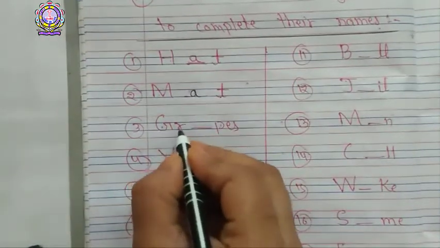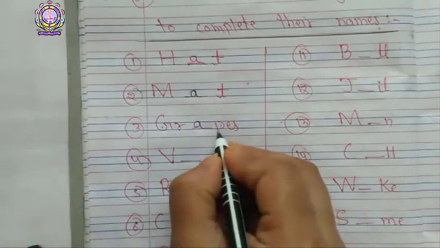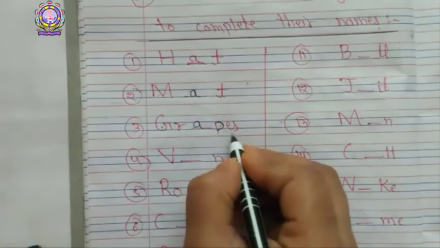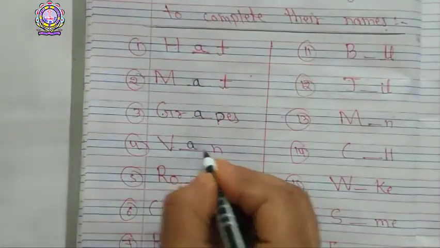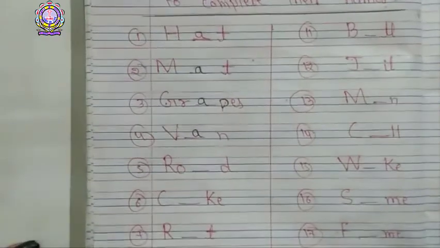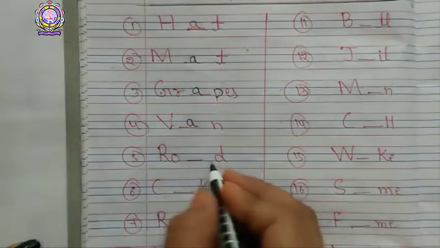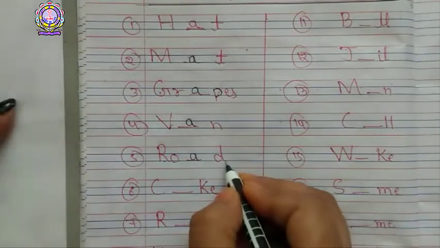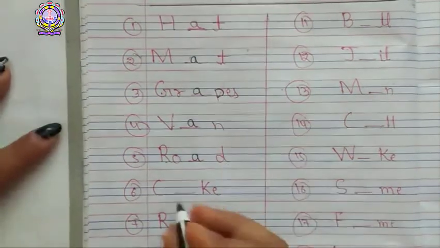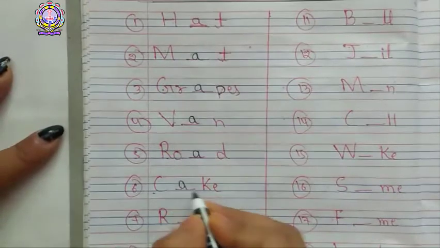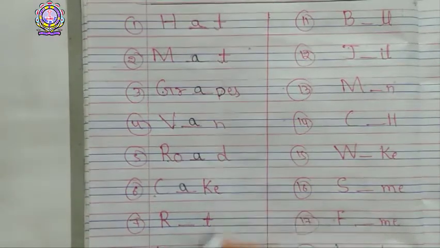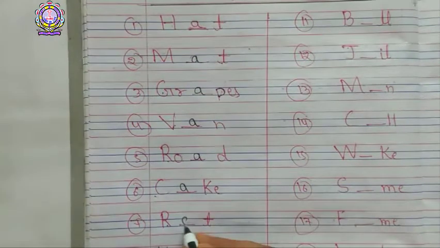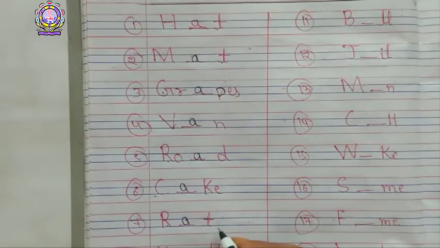Let's see third, G R A P E S. What we read? Grapes. V A N, van. What we read? Van. R O A D, road. What we read? Road. C A K E, cake. What we read? Cake. R A T, rat. What we read? Rat.